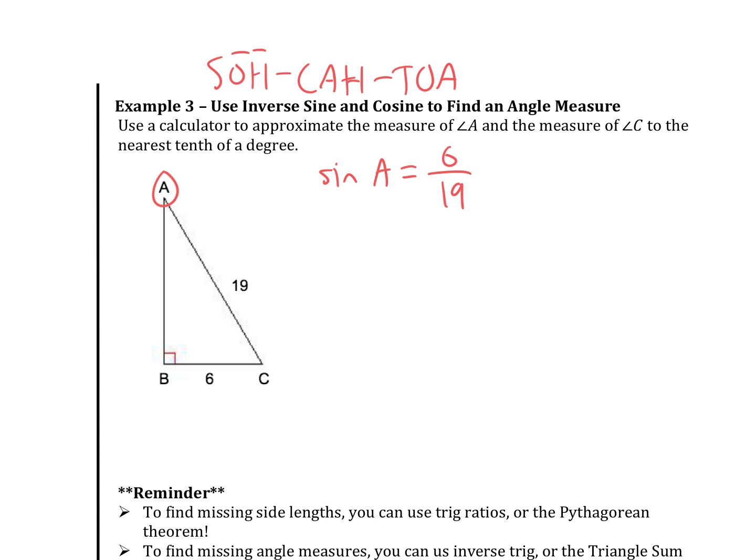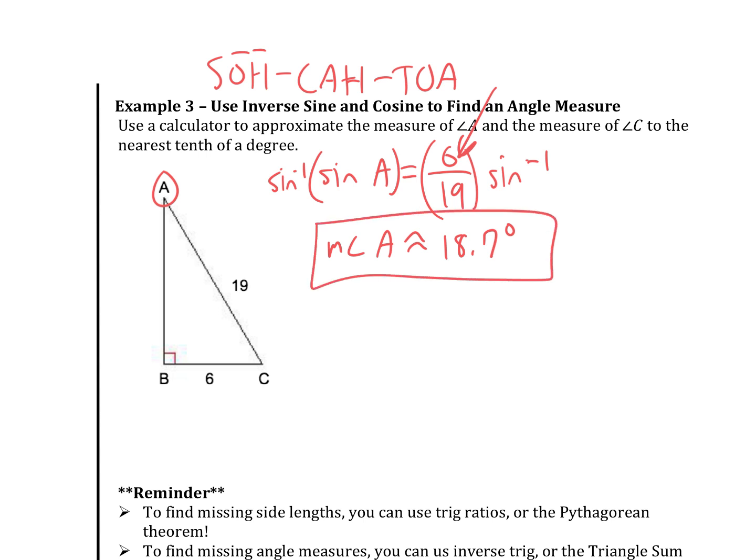How do we undo sine? We do inverse sine to both sides. And we're going to get measure of angle A is approximately, and I think, sorry, I should have mentioned some of these numbers might be a little bit off from my notes, and that's okay. I think it's 18.7. Yours might say 18.4. I think what I did is I did an approximation of this fraction here, and that might throw things a little bit off. So if you got something a little bit different, just don't panic, okay?